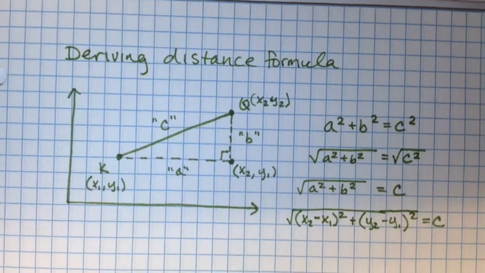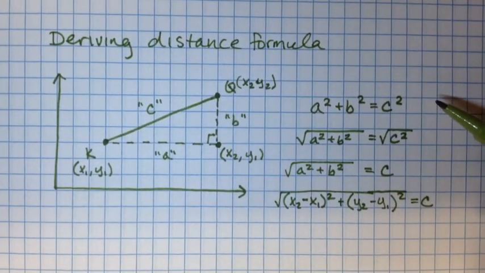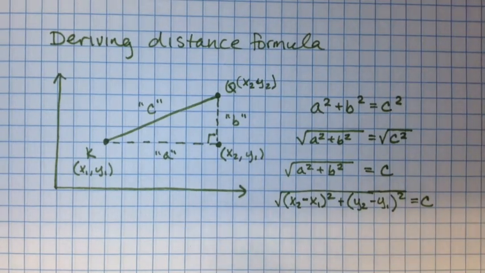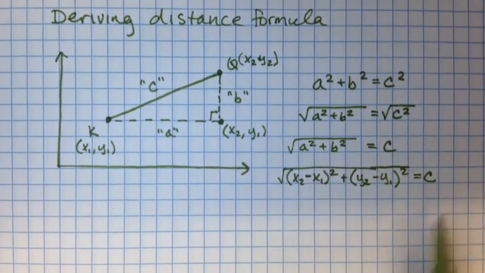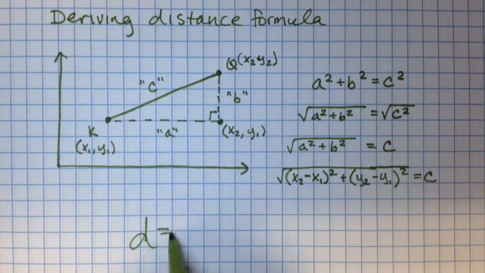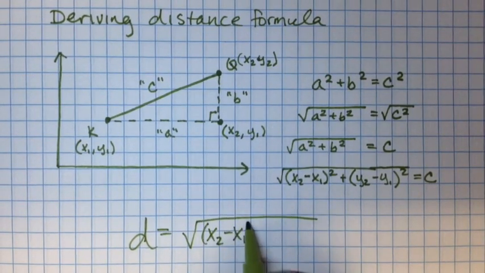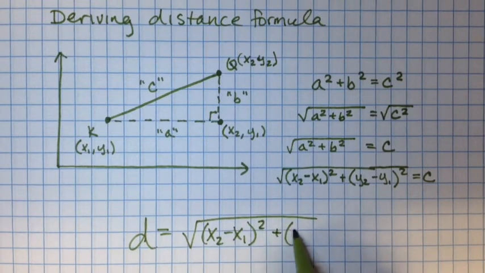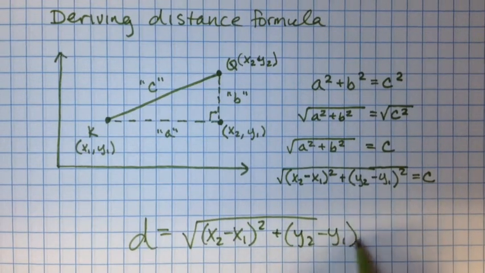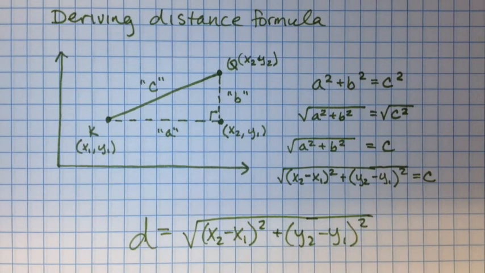Now, wouldn't you know it, we have started with the Pythagorean theorem, looking at properties of a graph, and we have arrived at our formula. We have arrived at our distance equal to the square root of x2 minus x1 squared, plus y2 minus y1 squared. So the Pythagorean theorem actually gives us the distance formula. Isn't that cool?